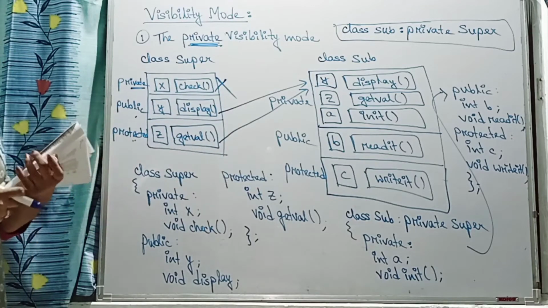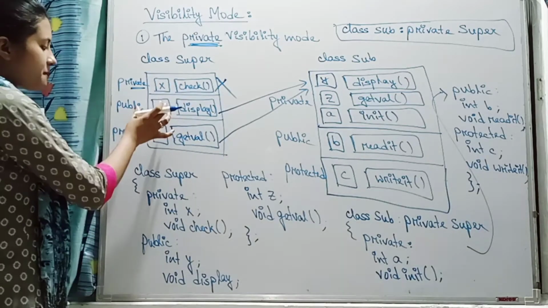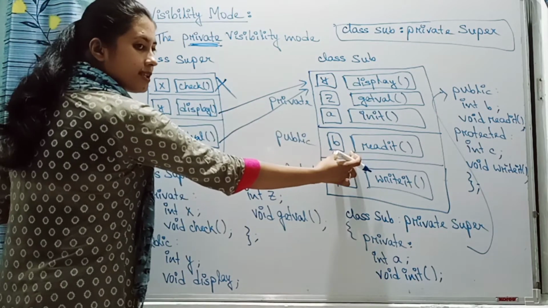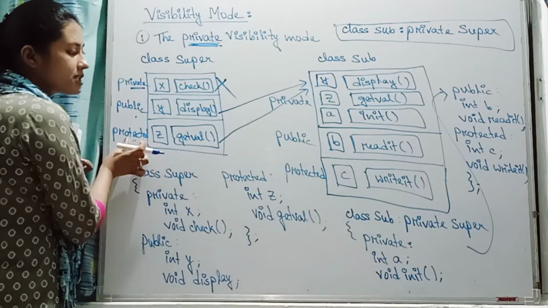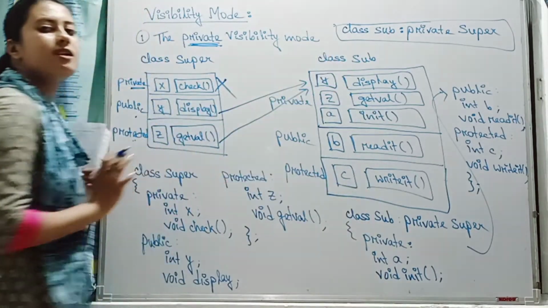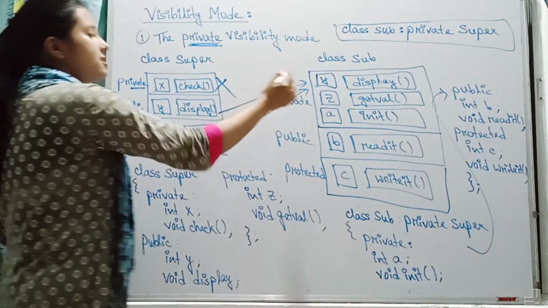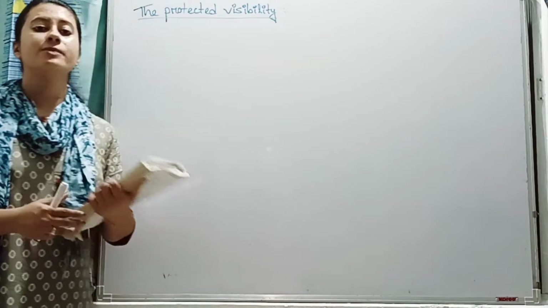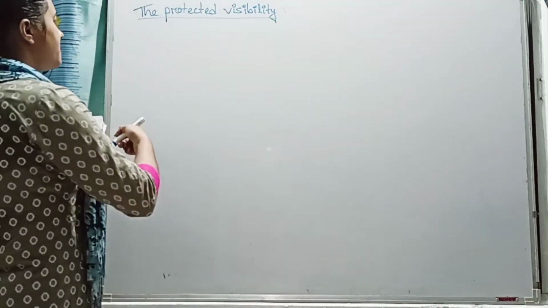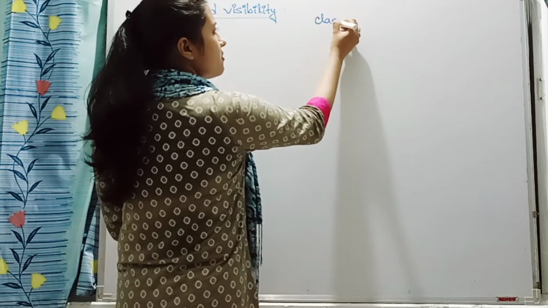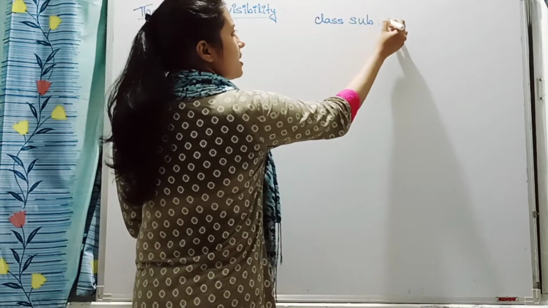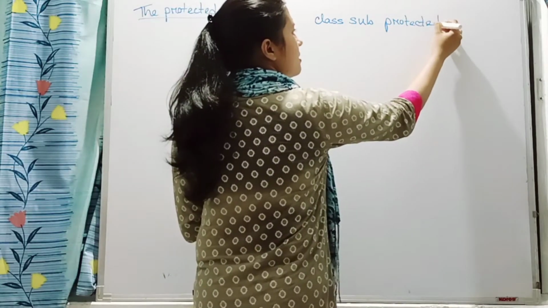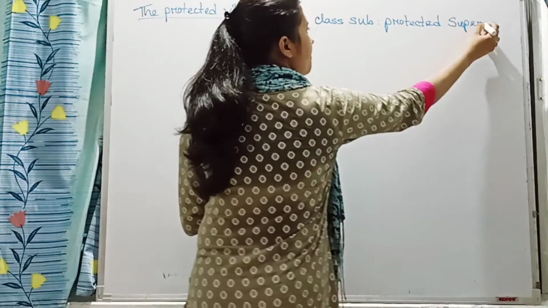In the case of public visibility mode, the difference was that the public member was under the public section and the protected member was under the protected section of the subclass. But here all the data members will be defined under the private section. Now for the protected visibility mode, what will happen? In the protected visibility mode, when we define the class sub, it will protectedly inherit the superclass. So what will happen for this?